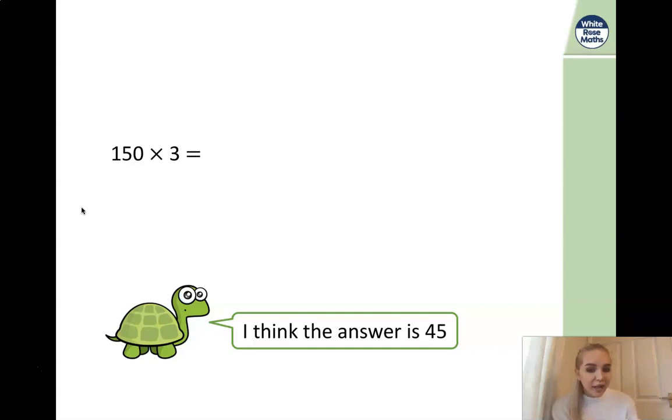I have another multiplication here, 150 multiplied by 3. Now Tiny the Turtle says, I think the answer is 45. Can you pause the video and work it out and find out, is he right or is he wrong? And if he's wrong, what has he done wrong? Pause the video and have a think, please.